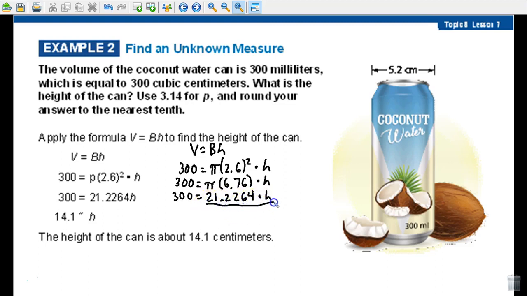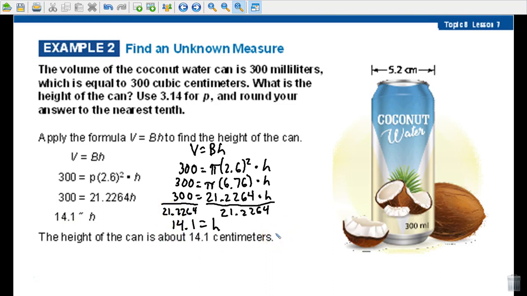to divide both sides by 21.2264, and that gives us H equals 14.1. I know it's right here and right here, but I like working it out on my own. Okay? You got to stay honest, class.